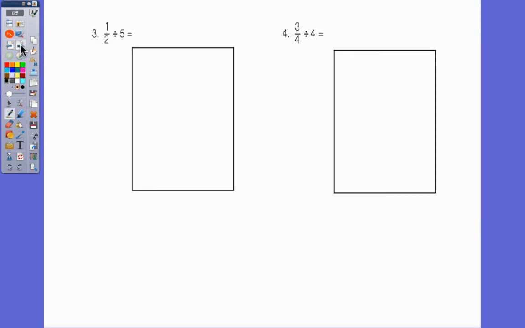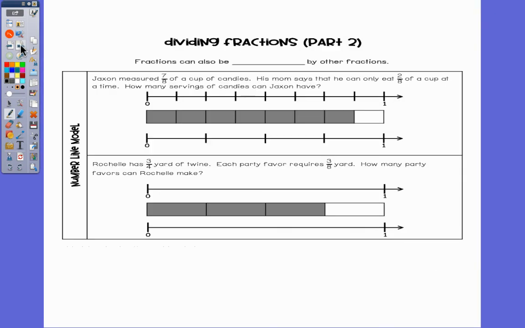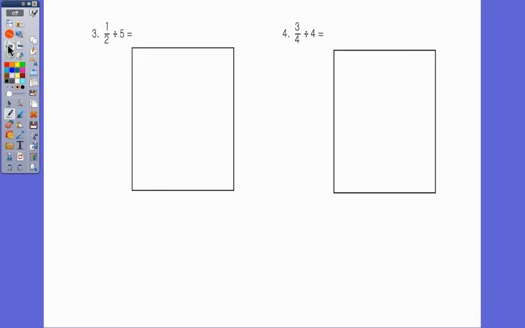Did I not put the words in there? I didn't put the words in there. Okay, so I'm going to read it to you. It says, use the following steps to divide fractions. Change each mixed number to an improper fraction. That is the first thing you're going to do, improper fraction.